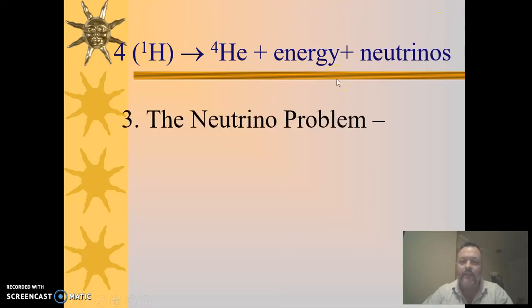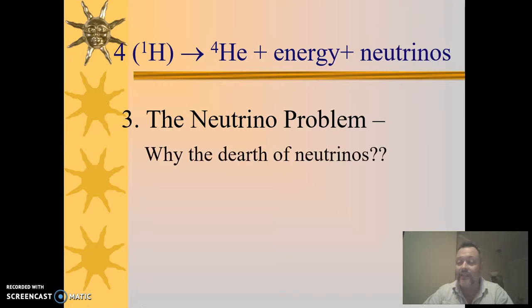And then it also releases neutrinos. Now, for a while, there was a problem called the neutrino problem, where we weren't seeing as many neutrinos as we thought we should. When I started teaching, this was a big, big mystery. They think they've solved it.